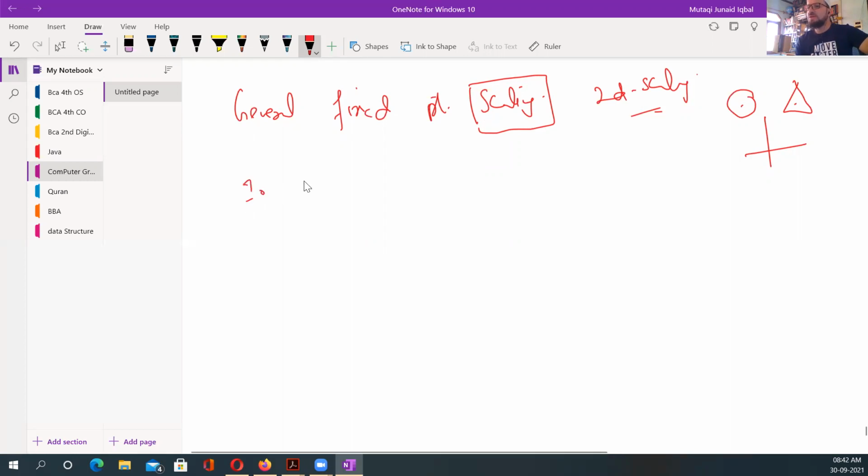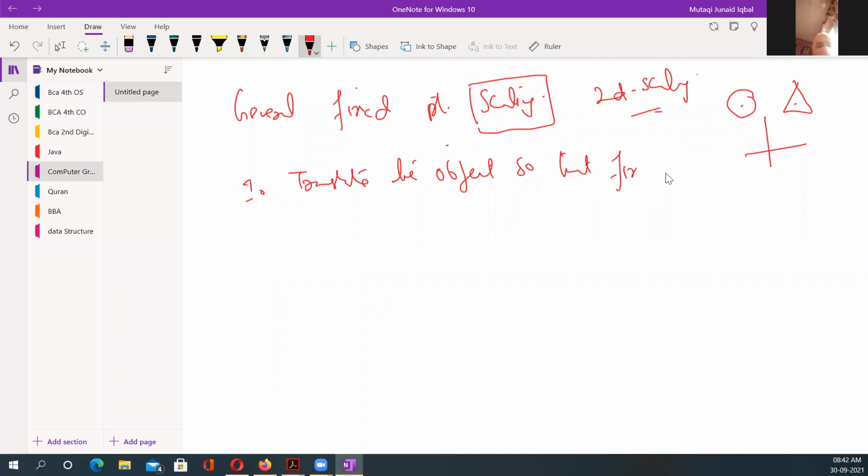Number one is we will translate the object so that the pivot point is at the origin. Here we call it the fixed point, but that's the pivot point. It coincides with the origin. Exactly.